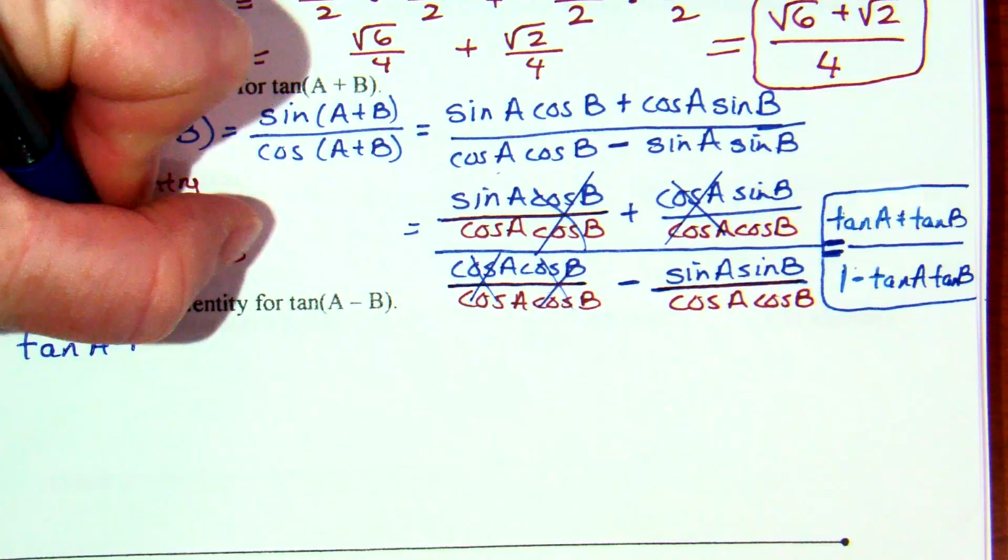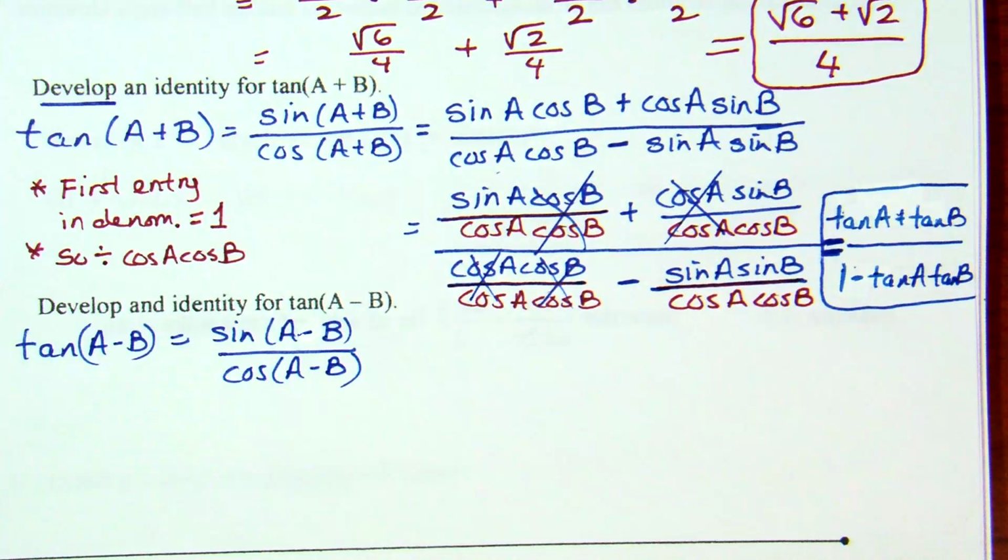Sine over cosine. I put the wrong symbol in there. So remember, tangent would be sine over cosine. We could set up our sum and difference identities there, right?